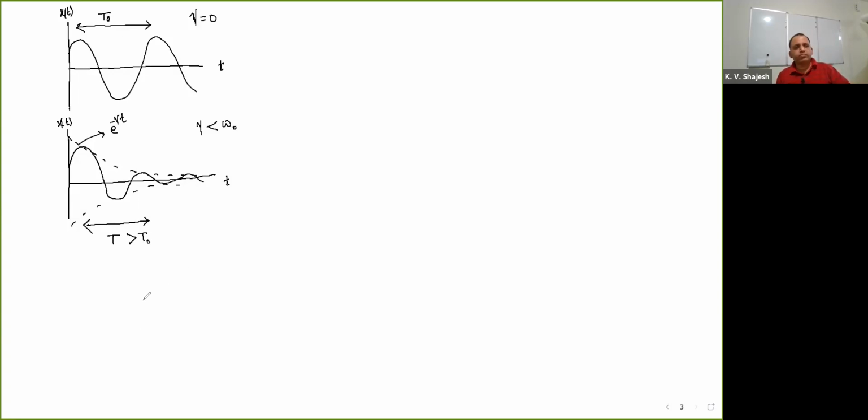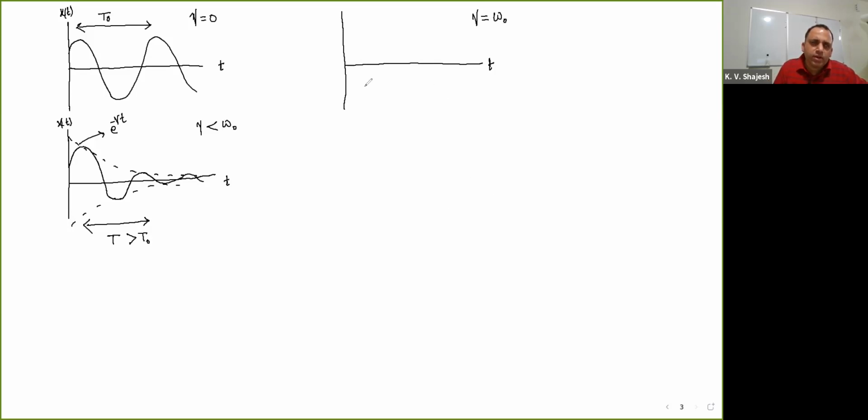Right, that's all. And so that's your underdamped solution. Next, we have, if we keep increasing our gamma, we will have a scenario where the damping coefficient becomes exactly omega naught.